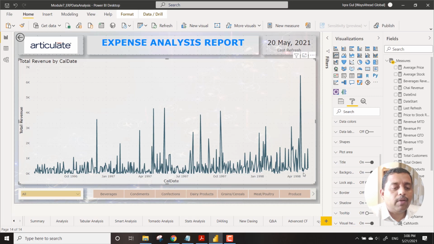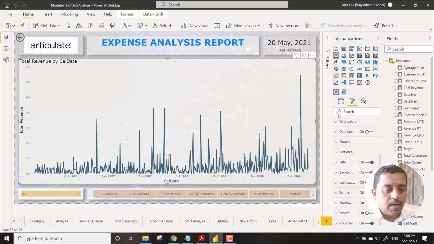1, 2, 3, 4, 5, 6. 6 spikes are there, which means that out of 600, 6 is even 0.1%. So that can be recognized as a spike, because if you had this spike 20% of the time, then you could not consider it a spike. So it's an analysis pattern, you can say.